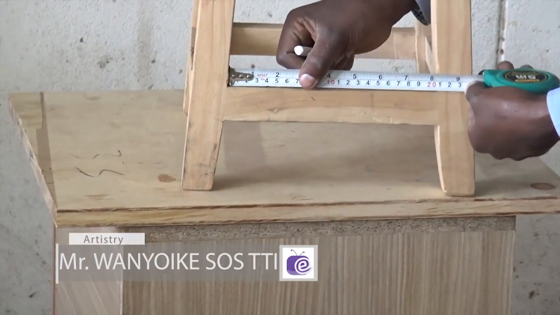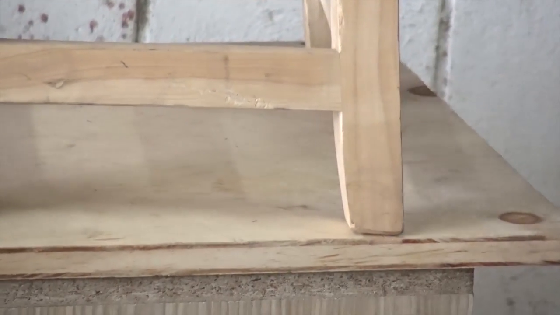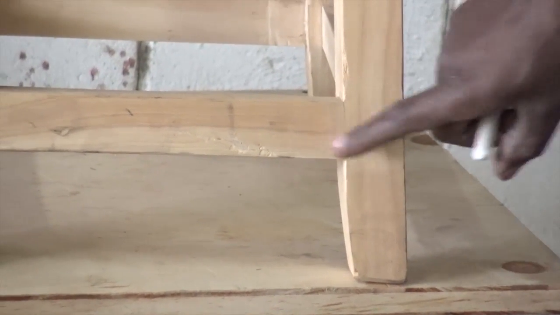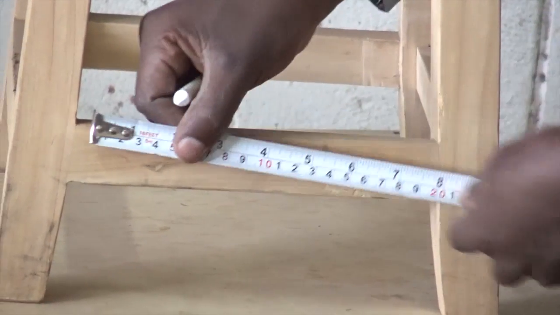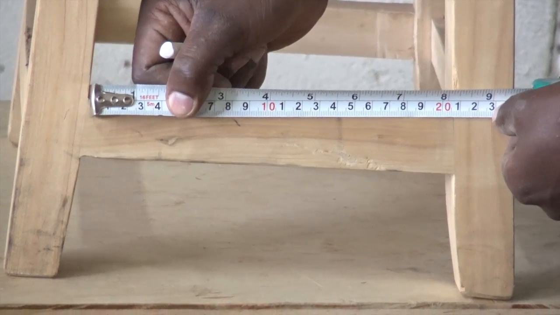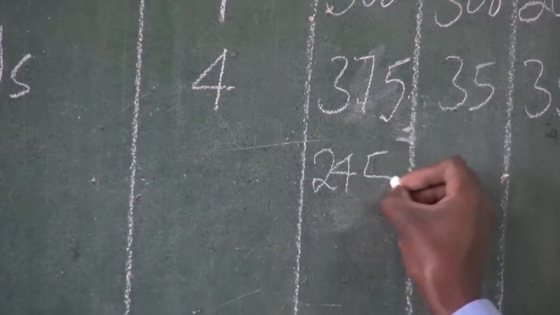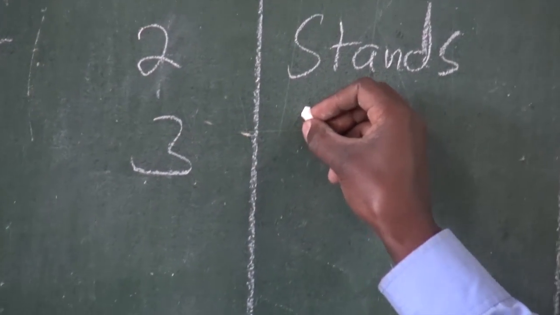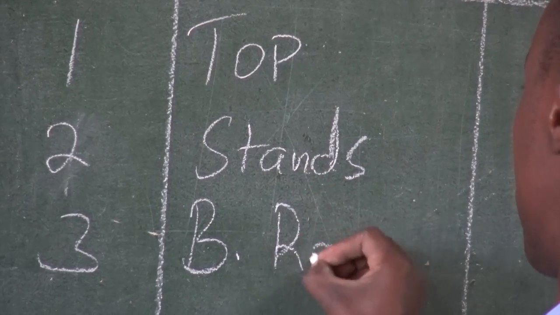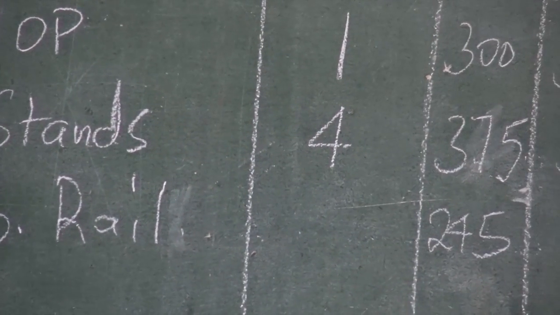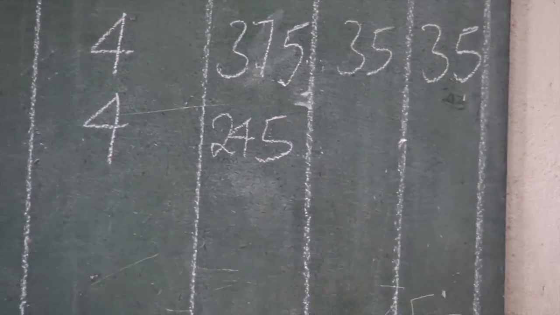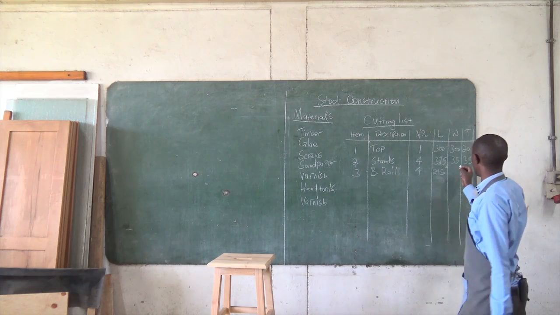Now we have the top, we have the stands, then we have the rails. The rails, the visible part here is 205, but we have a joint that is going to get inside here up to a maximum of 2/3. So if I give it about 20 inside here and 20 here, 40 I add to 205. That makes it 245. So that is the length, 245. And then this is item number three. These are the bottom rails. There are four pieces, 245 by the width is 30 and the thickness is 20.